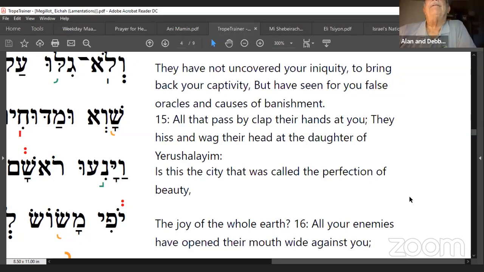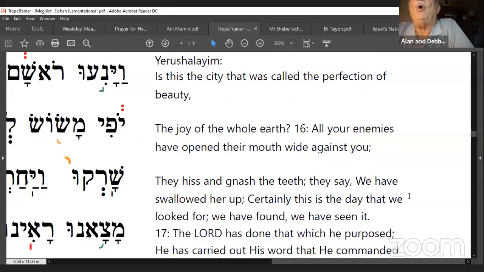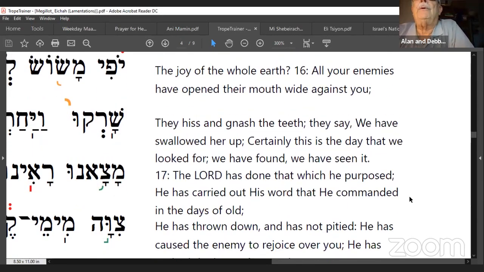They have not uncovered your iniquity to bring back your captivity, but have seen for you false oracles and causes of banishment. All that pass by clap their hands at you. They hiss and wag their head at the daughter of Jerusalem. Is this the city that was called the perfection of beauty, the joy of the whole earth? All your enemies have opened their mouth wide against you. They hiss and gnash their teeth. They say, we have swallowed her up.